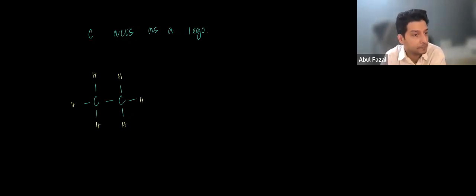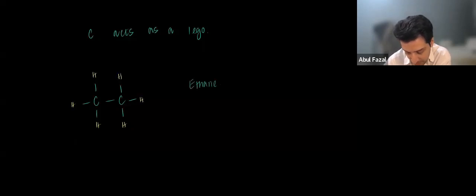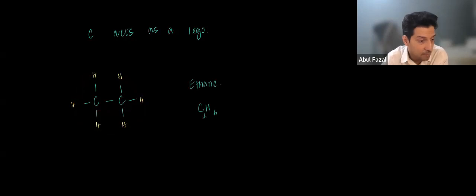ठीक है, इस तरीके से. This is called ethane. And इसका molecular formula क्या होगा? C2H6. Why do I say that? Of course, there are 2 carbons and 6 hydrogens around it. ठीक है, pretty straightforward.